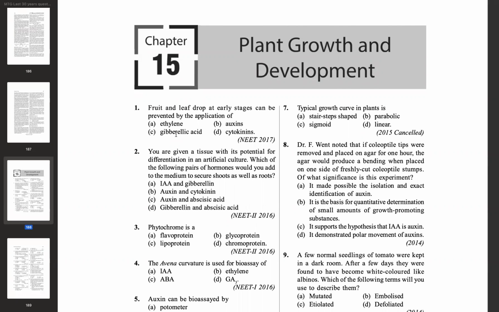Cytochrome is a... Ma'am, what is it, ma'am? See, basically the pigments that are capable of absorbing light in plants are called phytochrome. Phytochromes are the ones which will detect whether there is light or not. The photoperiodism is there, no? So how will it understand whether there is light or there is no light? It is because of the phytochrome.